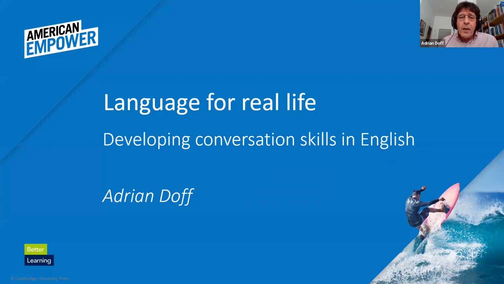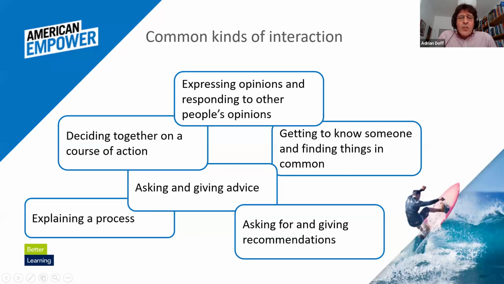The kind of area we're looking at in the webinar is face-to-face interaction between people, which may, of course, involve fairly short exchanges like offering things to people or asking the way to somewhere, but very often involves more elaborate interaction over a longer period. Here are some examples of common kinds of interaction, just to give a feel of the areas we're talking about: expressing opinions, responding to other people's opinions, deciding together on a course of action, getting to know someone, finding things in common, asking for advice, giving advice, explaining a process, asking for and giving recommendations. These are all situations where there might be quite an extended kind of interaction.